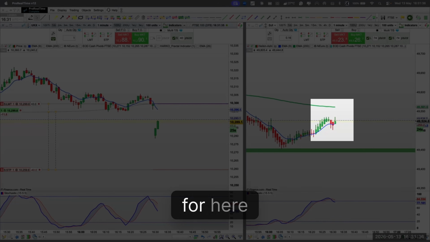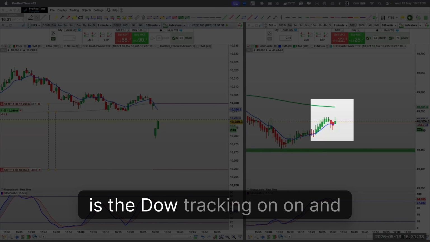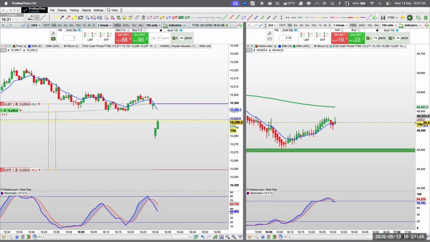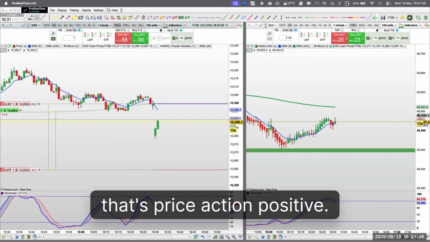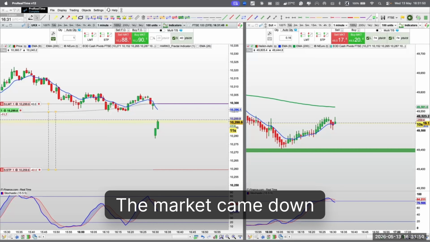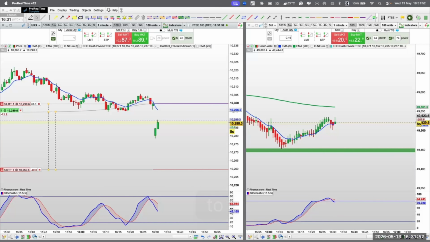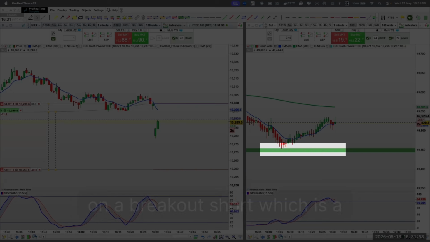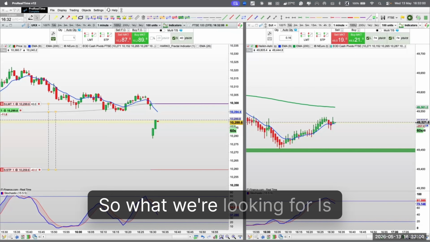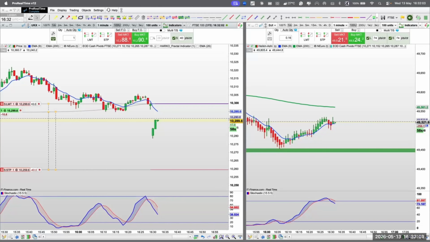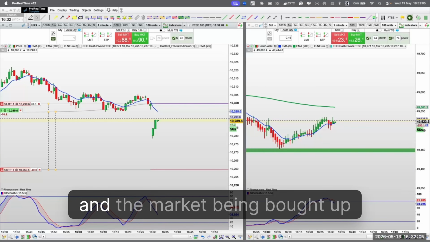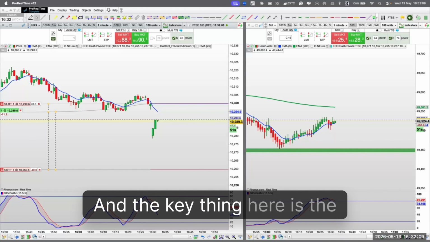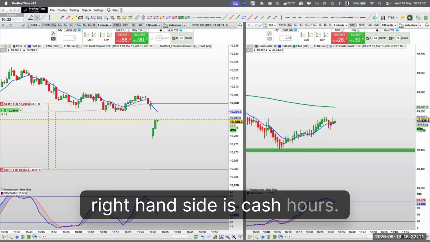So what we're really looking for here is the Dow tracking on and above the 9 EMA. That's price action positive. The market came down previously to the green line, which is coming on a breakout short, which is in a pivot line. So what we're looking for is that major pivot line to act as a support, and the market being bought up in cash hours. And the key thing here is the right hand side is cash hours.